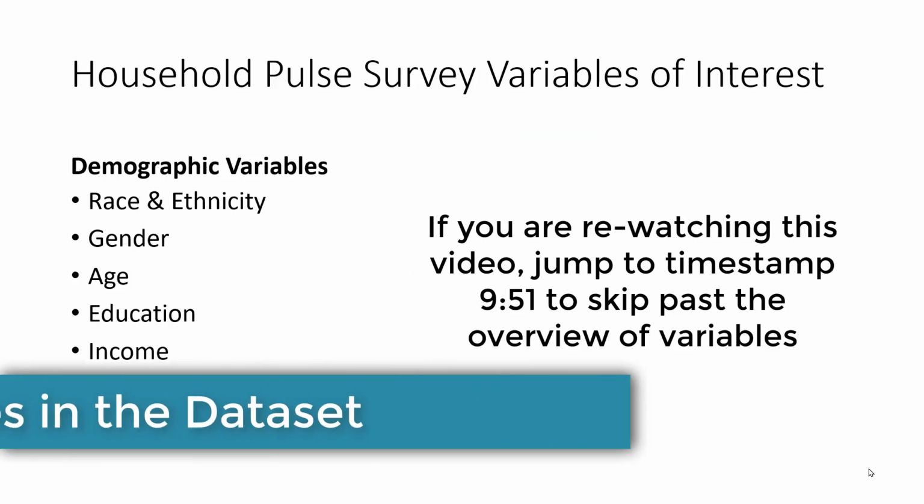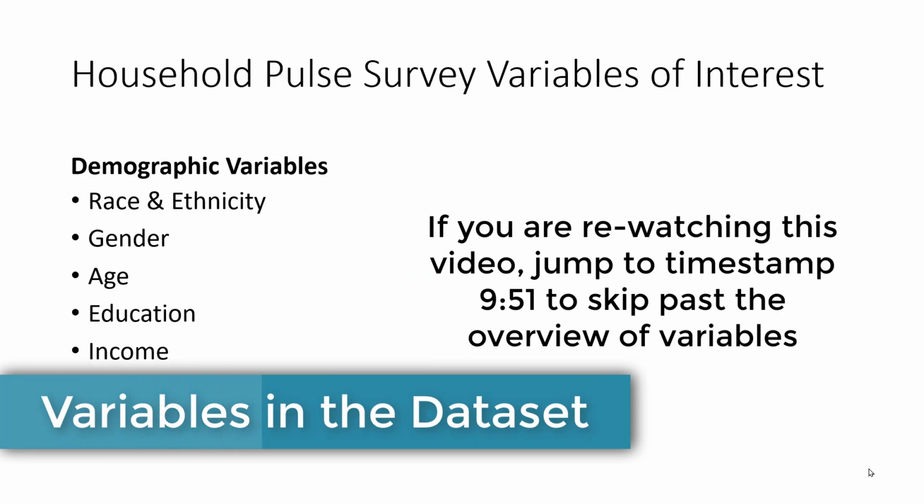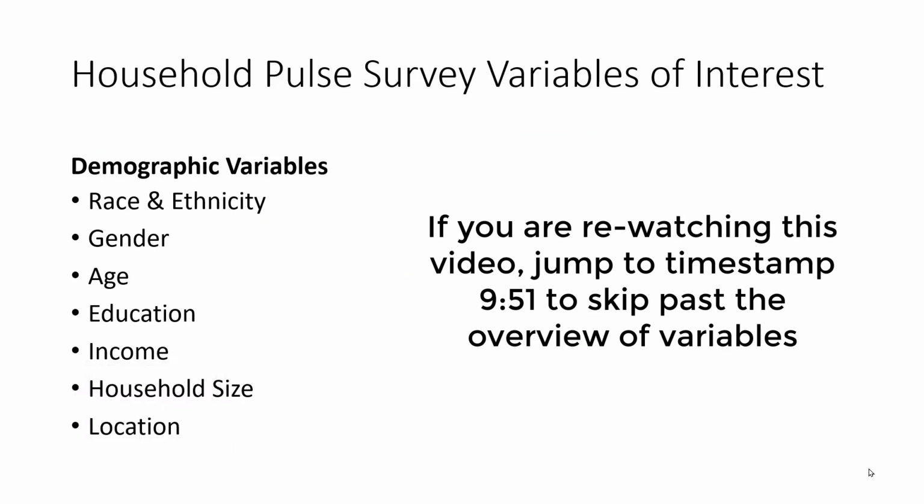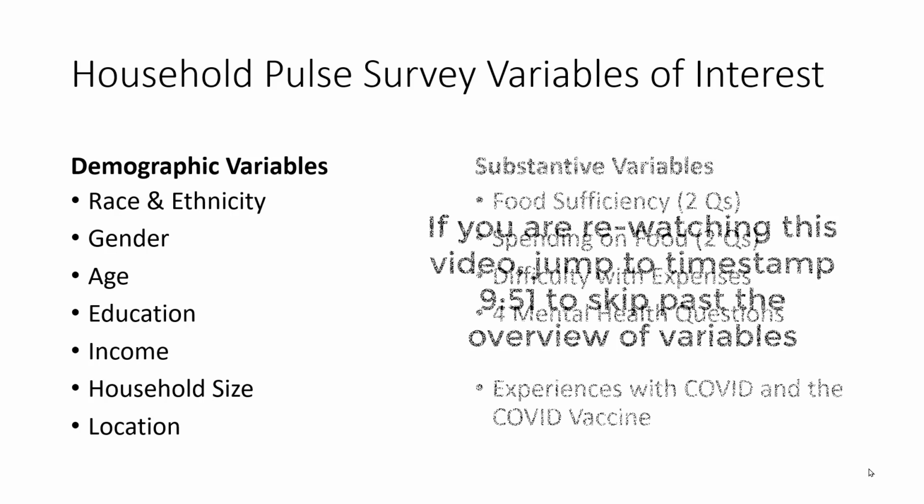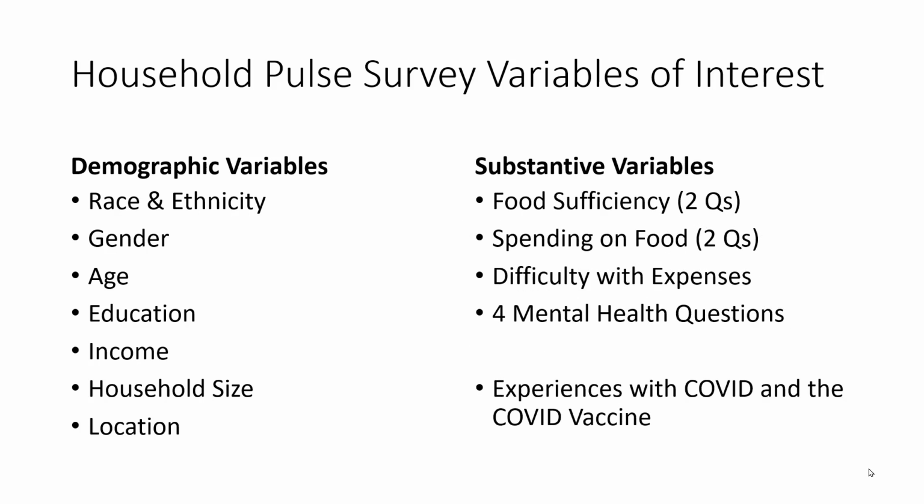Let's review the variables we're going to be working with. There are, of course, several sociodemographic variables of interest, such as race and ethnicity, gender, age, education, income, household size, and even location in the country. And then there are several substantive questions of interest, and there's plenty more than this. These are just the ones we're going to focus on in this video and in the assignments.